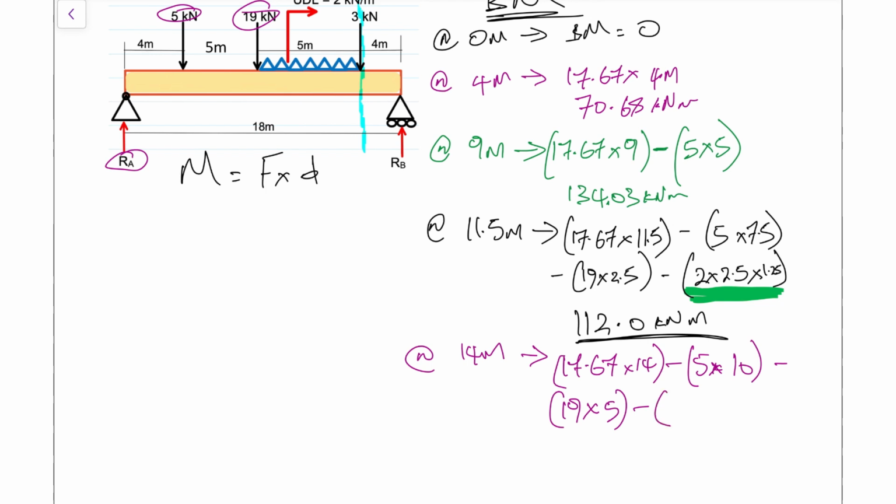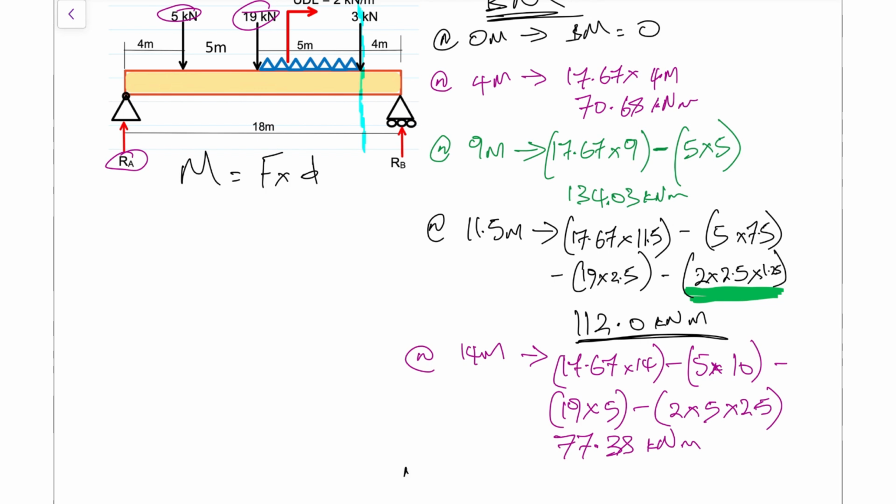So this time for the UDL, once more, we have the UDL 2 kilonewtons per meter span across 5 meters. So that gives us that 2 multiplied by 5. And then we need to place that now in the middle of the 5 meters. So we need to multiply that now by 2.5. So that's the UDL. And finally, when we do the sums, we get that to be 77.38 kilonewton meters. And then now the final point is going to be at 18 meters.